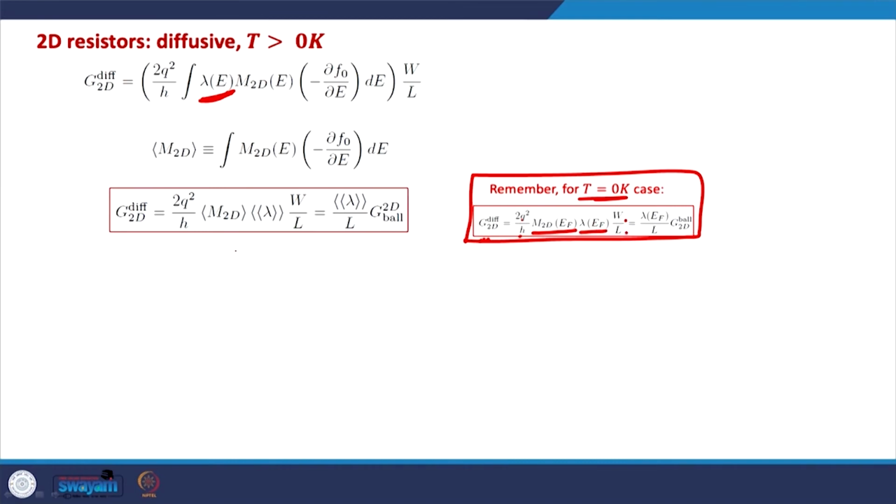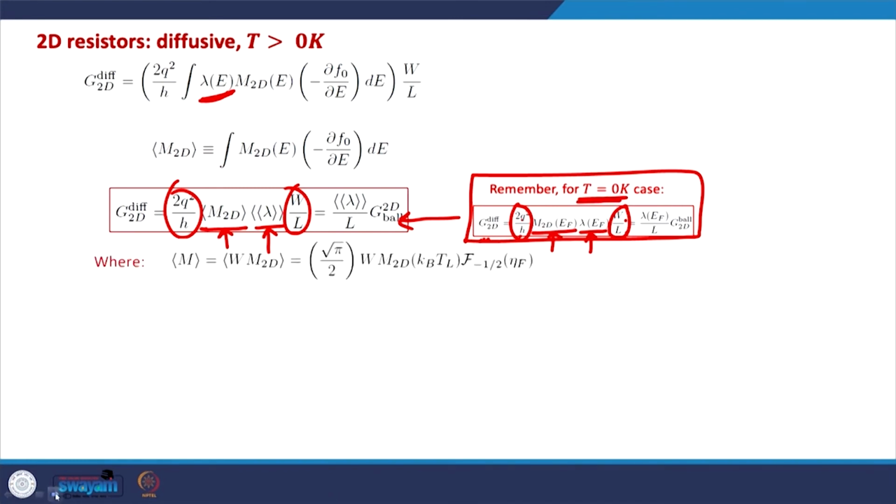But in this case, the only difference is this: 2q square by h times W by L is still there, but instead of M2D EF we have the average of M2D E in the Fermi window, and instead of the mean free path at the Fermi level energy, we have the average mean free path of electrons in the modes in the Fermi window. So this is a generalization of the T equal to 0 Kelvin case.